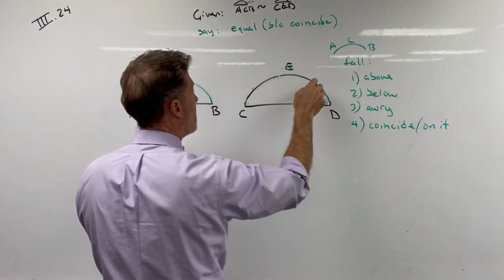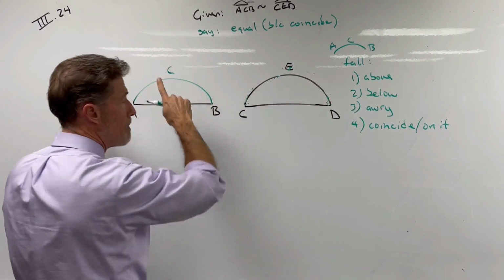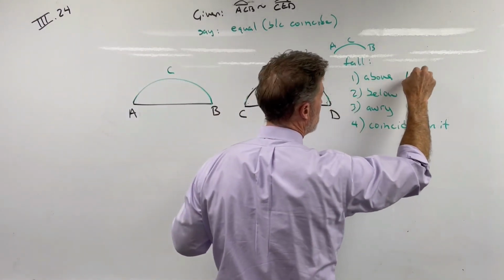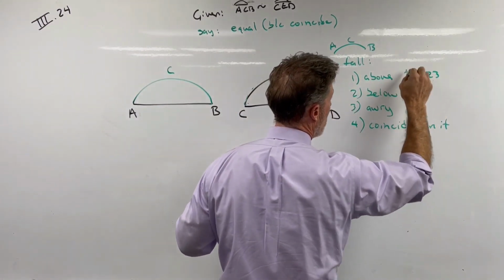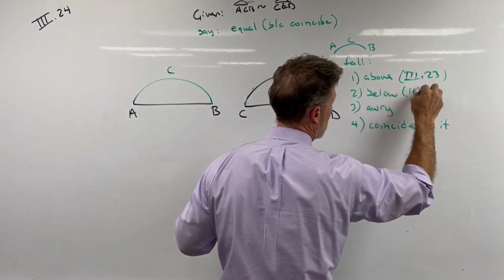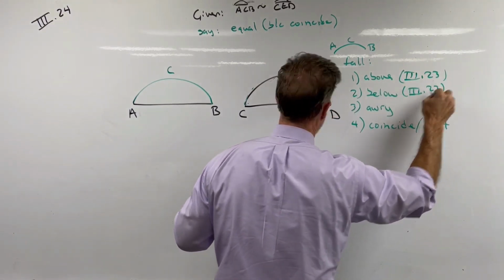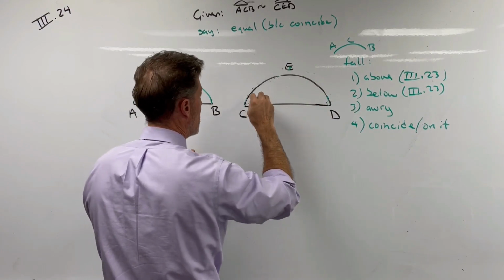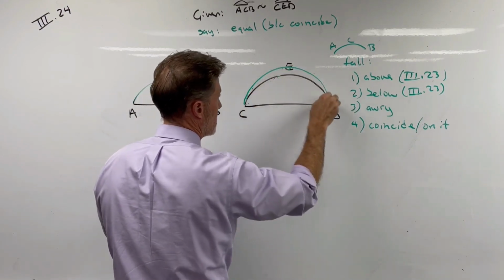Can it fall above or below? We've already looked at Proposition 23. Proposition 23 of Book 3 says that if it falls above or below, it creates a contradiction involving the external angle, so we'll just do this really fast. This is just a basic repeat.